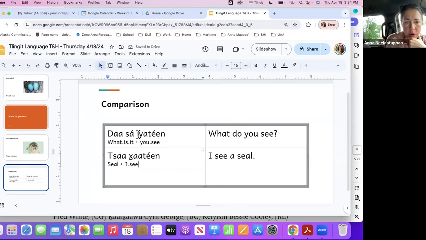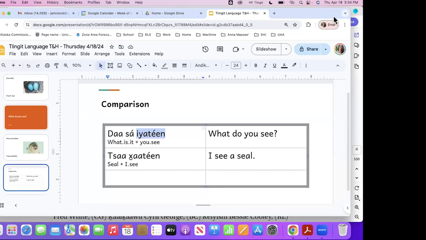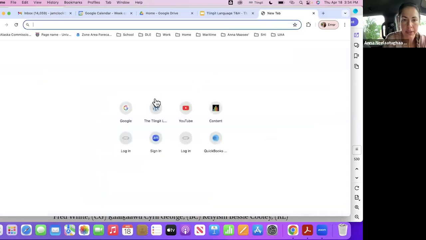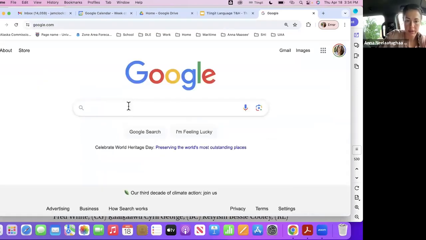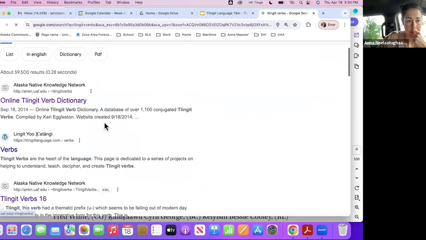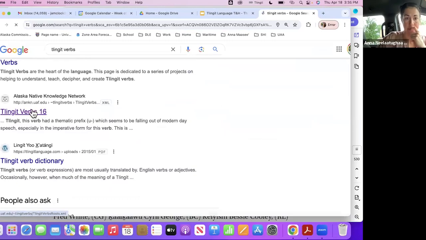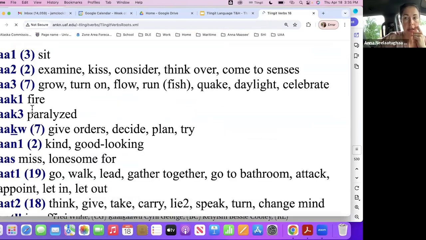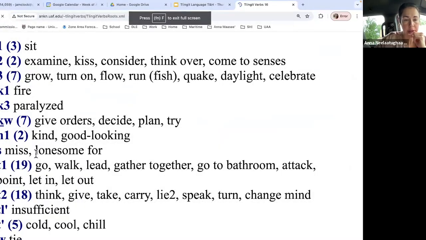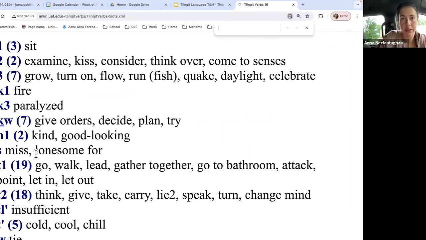Do you guys want to see more about how the word breaks down? Yeah, I think it's helpful. Okay. So I'm going to take you to the verb dictionaries and we'll take a look at them together. Since you guys are starting to get to that level where you're curious about which part of the word means what, I think it's a good time for us to talk a little bit about it.